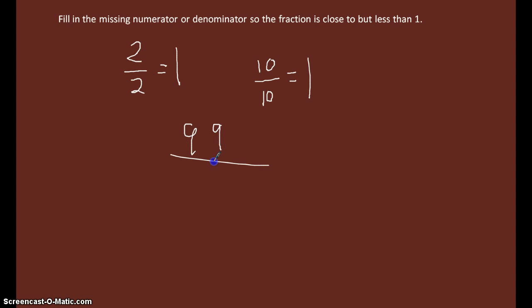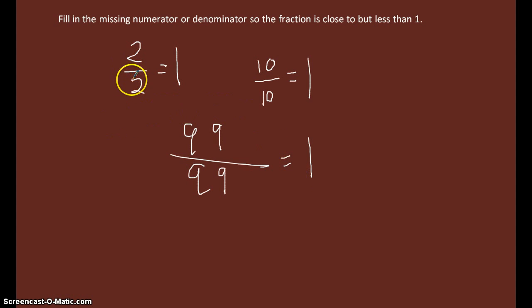This next part of our lesson is super easy. Our instructions are that we need to fill in the missing numerator or denominator so the fraction is close to but less than 1. Now, to have a fraction that is equal to 1, we could write down 2 over 2 or 2 halves, and that will equal 1. Anytime your numerator is equal to your denominator, if it's a 2 here and a 2 here, you're producing a whole. If you have 10 over 10, you're still going to have one whole. If you have 99 over 99, you're still going to have one whole.